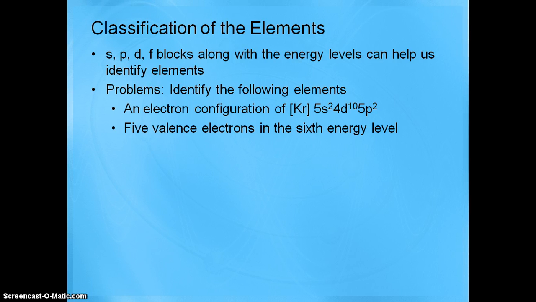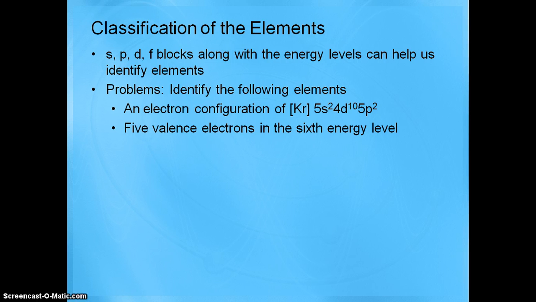What we're going to do is give you problems: identify the following elements from some information given. The first problem says an electron configuration of Kr, 5s2, 4d10, 5p2. This is a noble gas notation, which we just did in chapter 5. Using your periodic table, if you didn't already have it out, pause us, go get it, come back. So we are in the 5th energy level, which means we're in the 5th row. How do I know that?